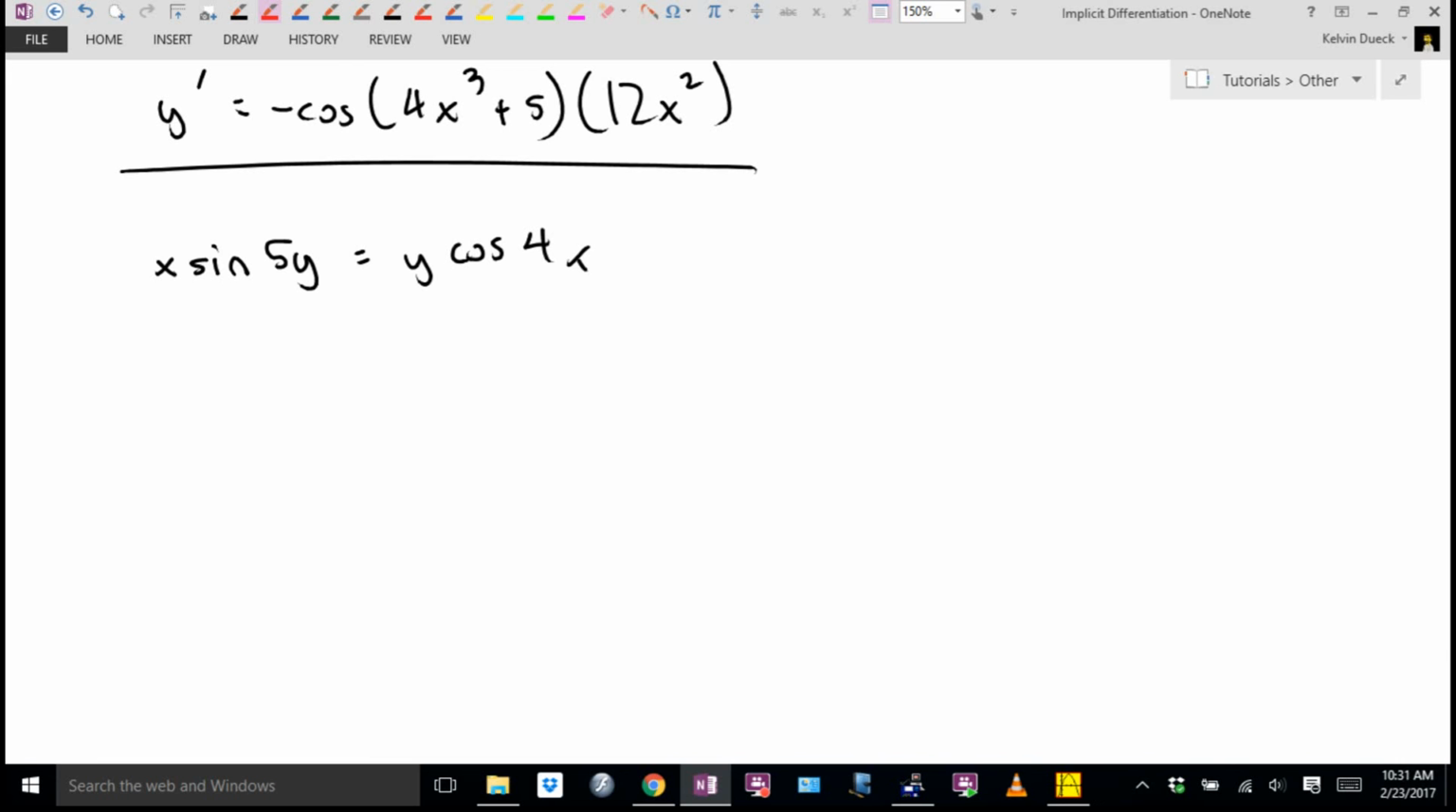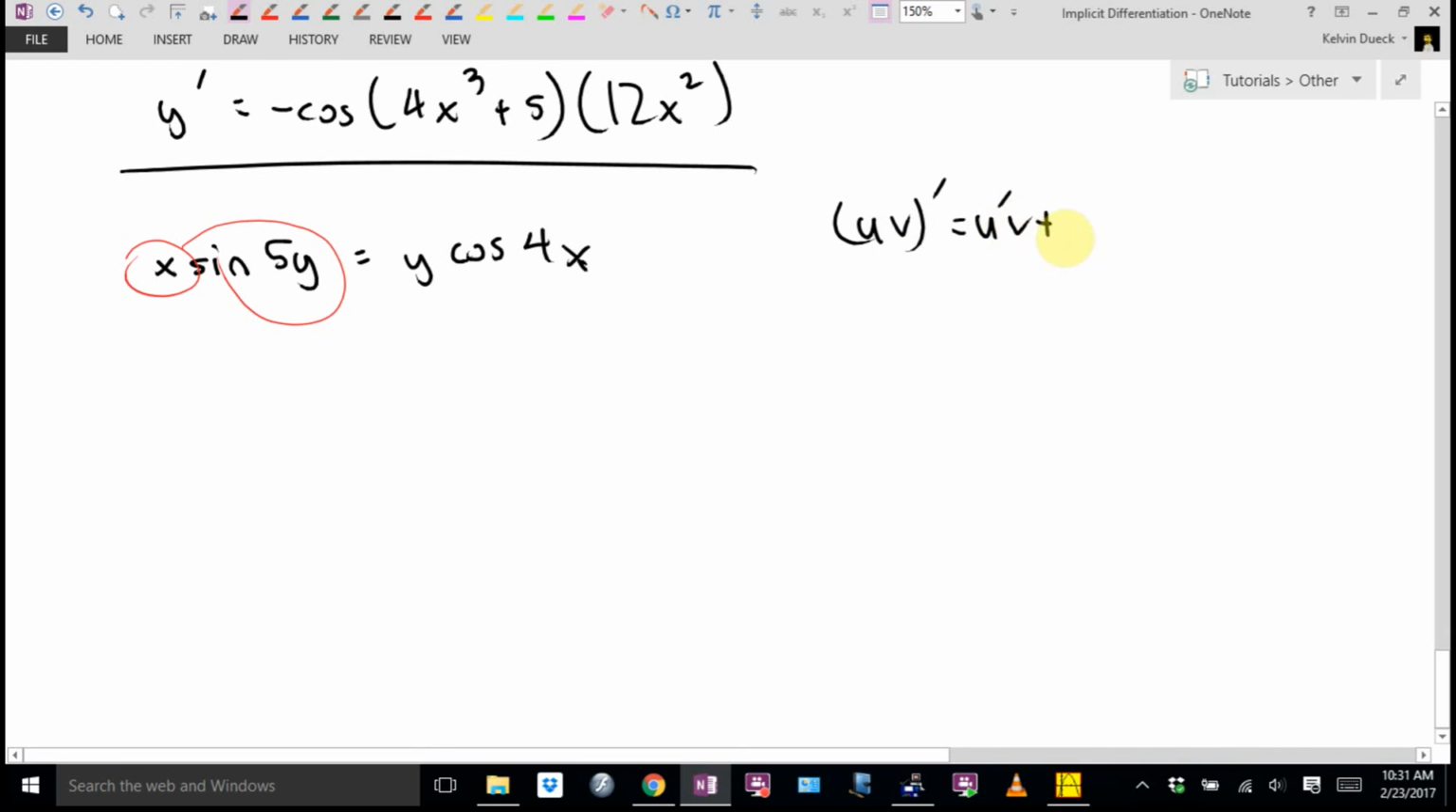Okay? This is a product rule. That and that. It's x times that. So that first side is a product rule. You know what? U v all prime, that's u prime v plus u v prime. Thank you.